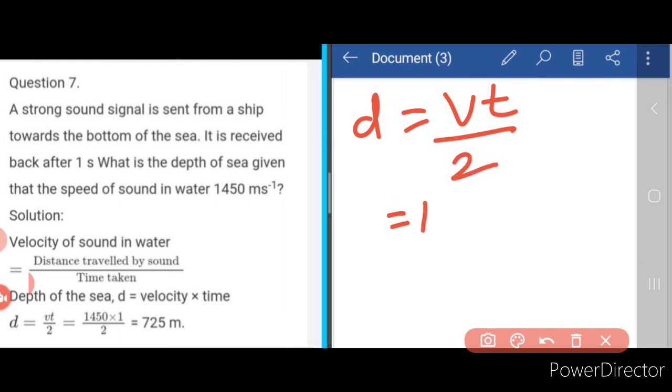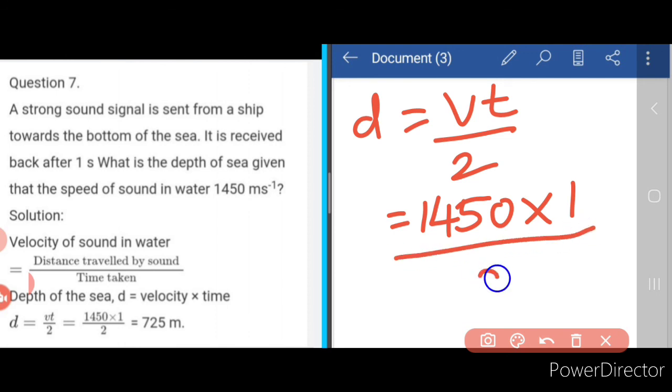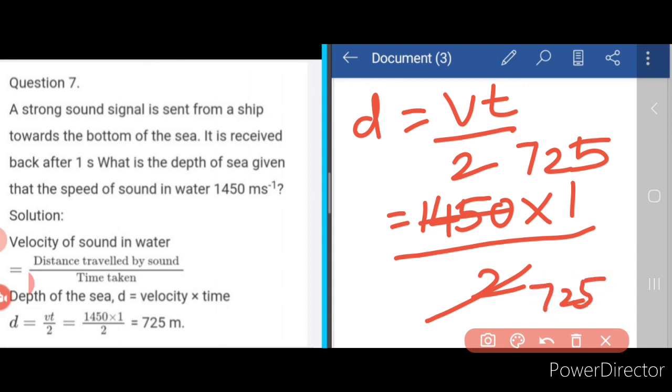Now what is V? 1,450 into time is 1 divided by 2. So when you cancel by 2, 2 sevens are 14, 2 twos are 4, 2 fives are 10. So what is the distance? 725 meter. So the depth of the sea is 725 meter.